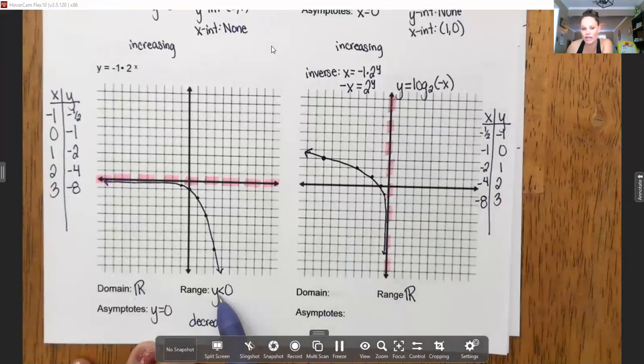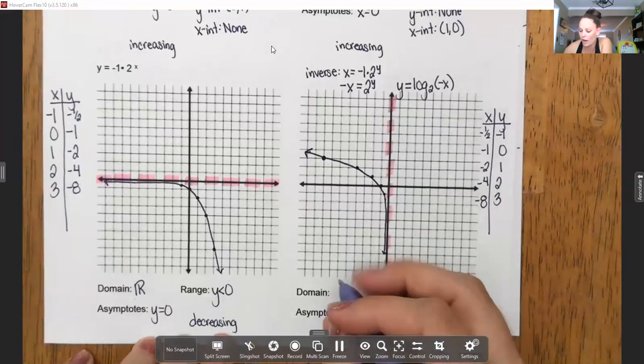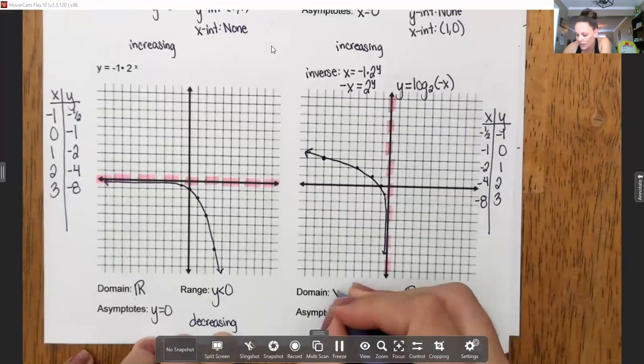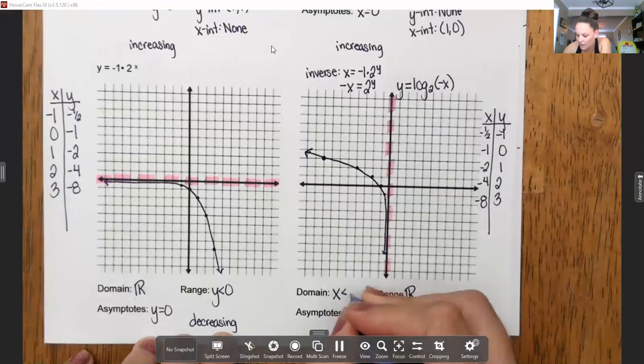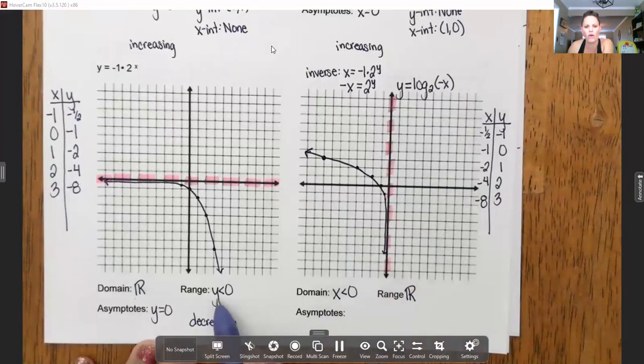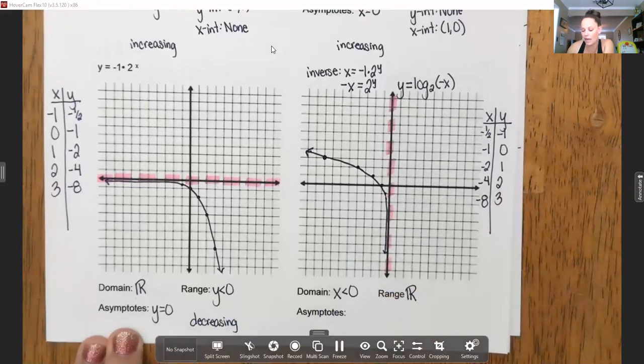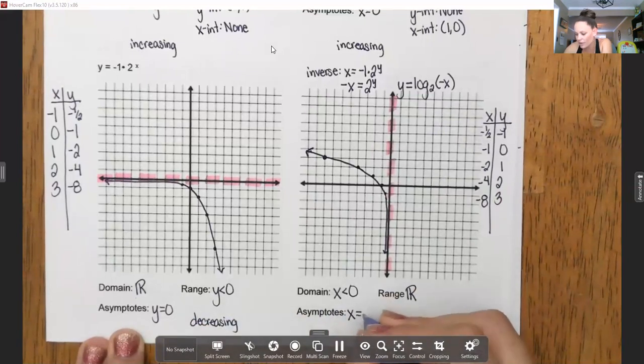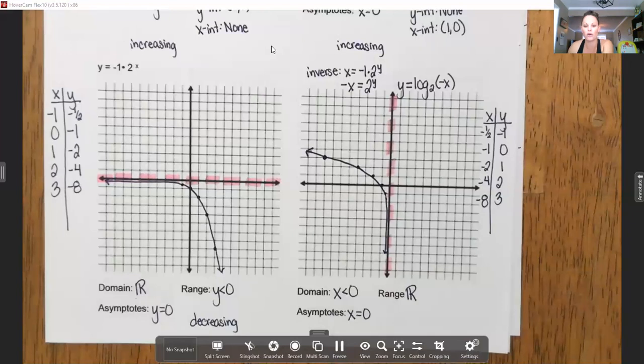If my range is Y is greater than 0, my domain stands for X is less than 0. Sorry, I think I said greater than. Y is less than 0, so here X is less than 0. If my asymptote was at Y equals 0, now it's X equals 0. My X's and my Y's are always just switching.